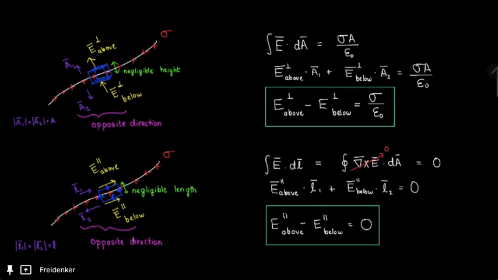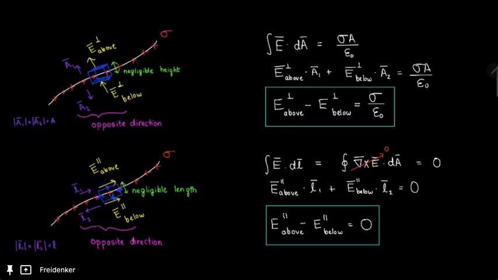And A1 and A2, their magnitudes are A. So they will get cancelled. A is gone from here as well. So this is what remains. So the electric field is discontinuous above and below a surface charge distribution. That is the result here.